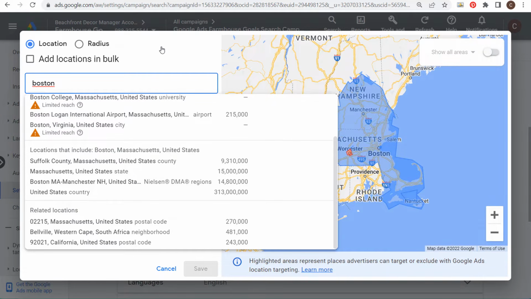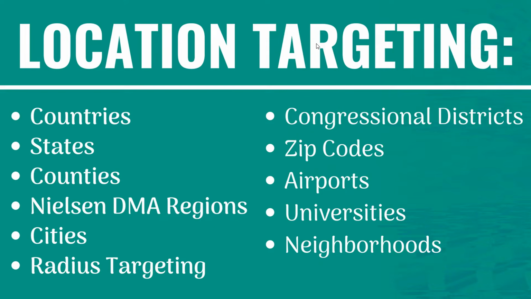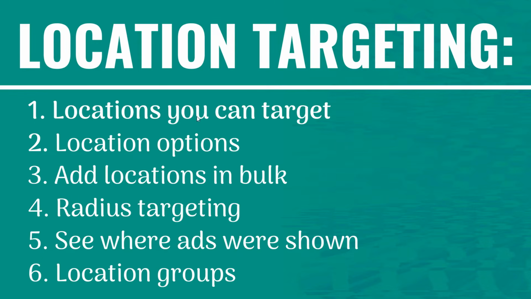So to understand some of the different ways that you can actually target your ads, here are some of the different location targeting options you get. You could target countries, obviously, and then states, provinces. You could target counties, Nielsen DMA regions, cities. You can use radius targeting, which I'll show you, congressional districts, zip codes, airports, universities, and neighborhoods. I'm not going to go through neighborhoods as much in this video, but some of these other ones I'll go through really quickly.